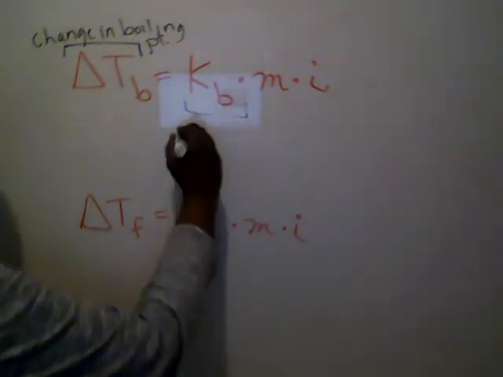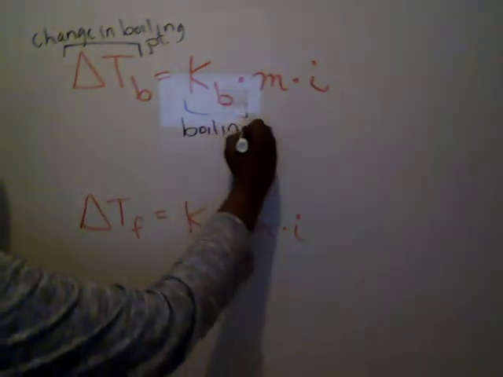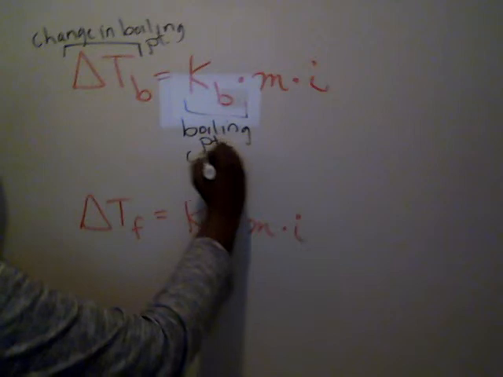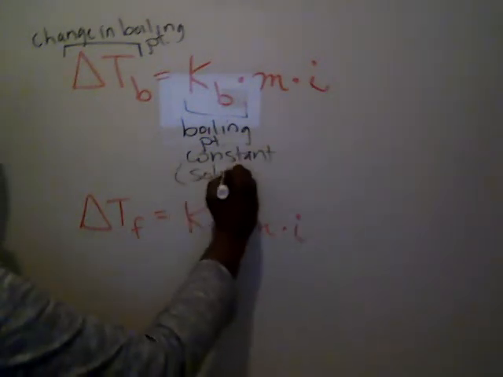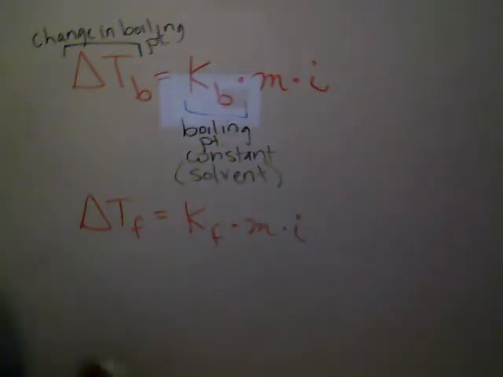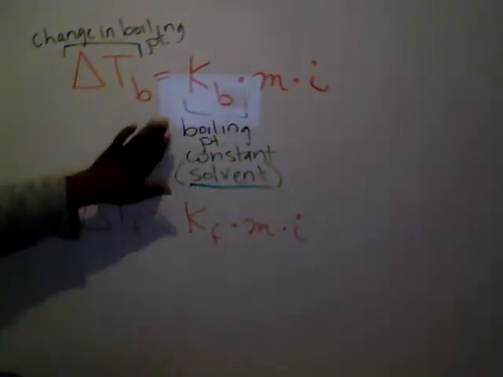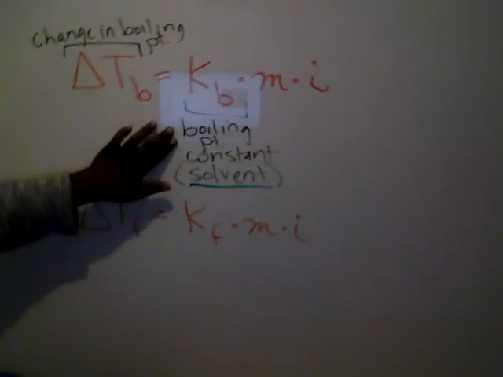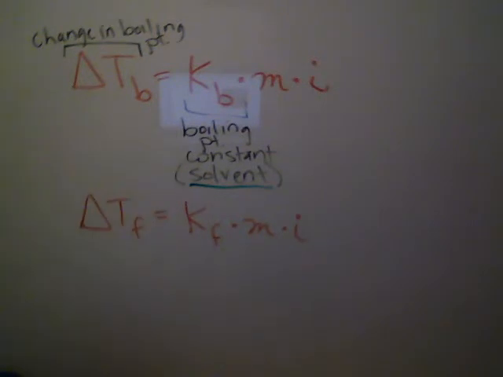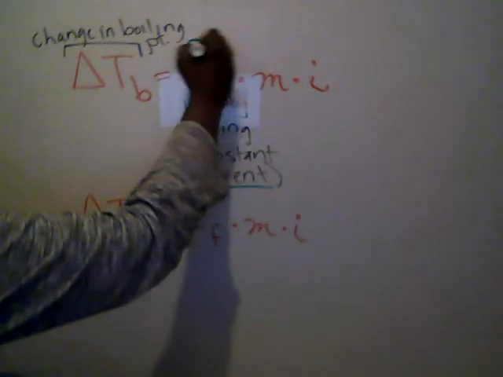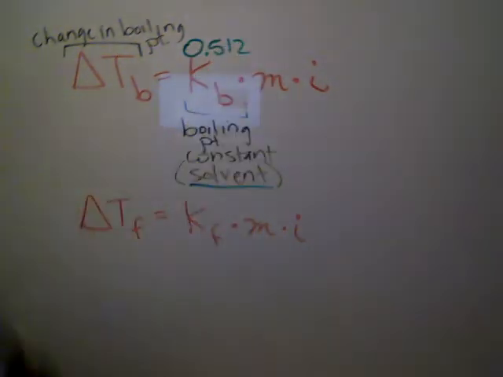This KB value, this is our boiling point constant. Okay, and this number comes from your solvent. So we're going to keep track of this. This comes from our solvent. This boiling point constant is a given number. They should give that to you. For water, the boiling point constant is 0.512, but again, they should give that number to you on your test.